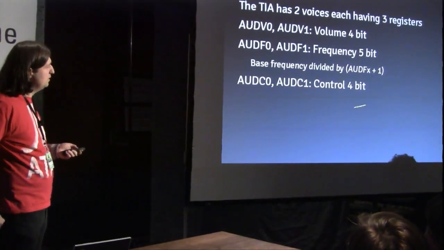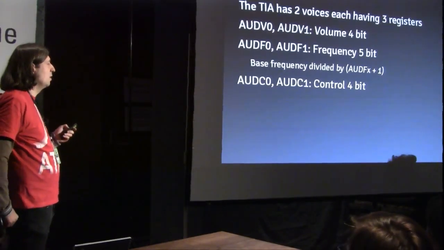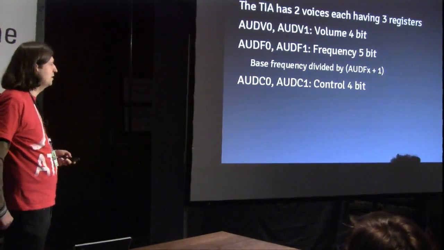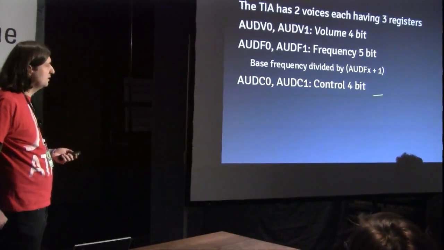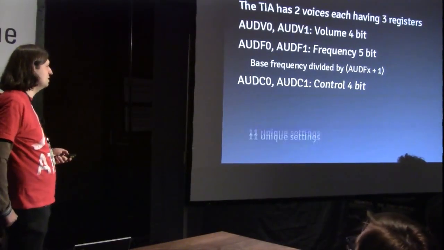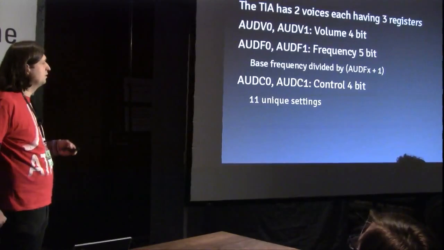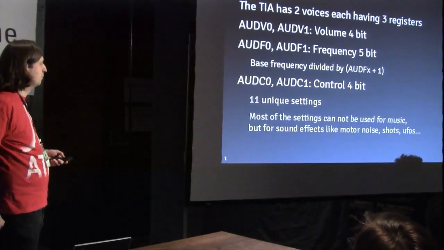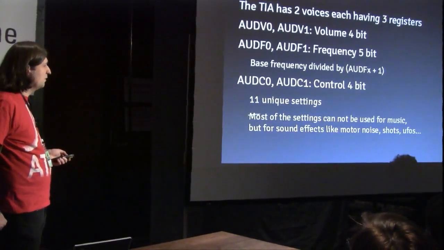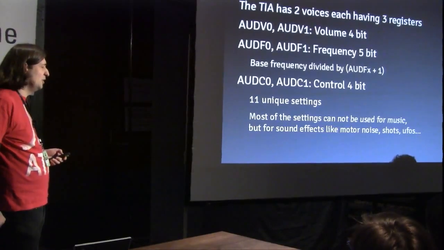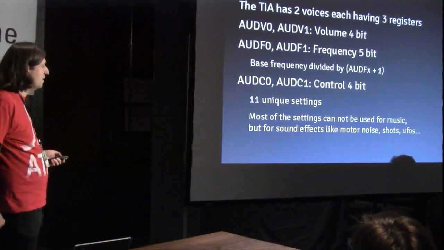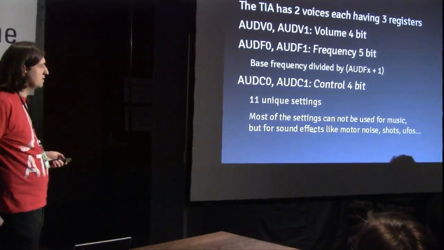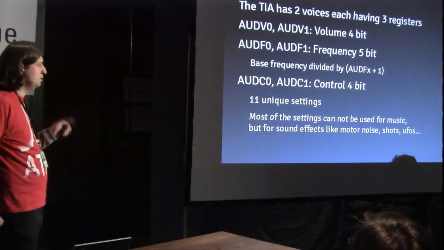And we've got a control bit that decides which tone generator is being used. So we've got 16 possible combinations. 11 of those are unique. Most of these settings are not really good for music. They were intended for effects like motor noise, shots, flying UFOs, stuff like that.